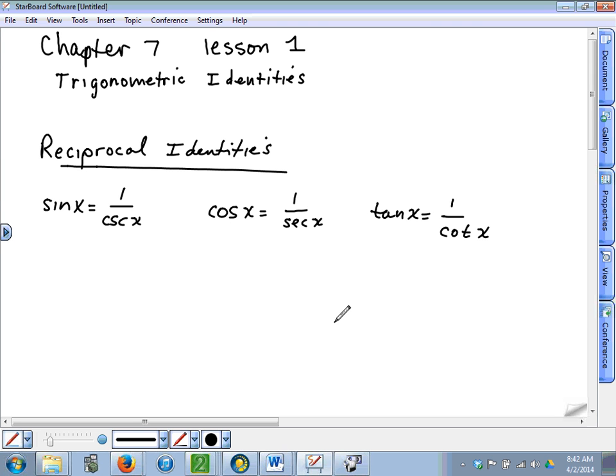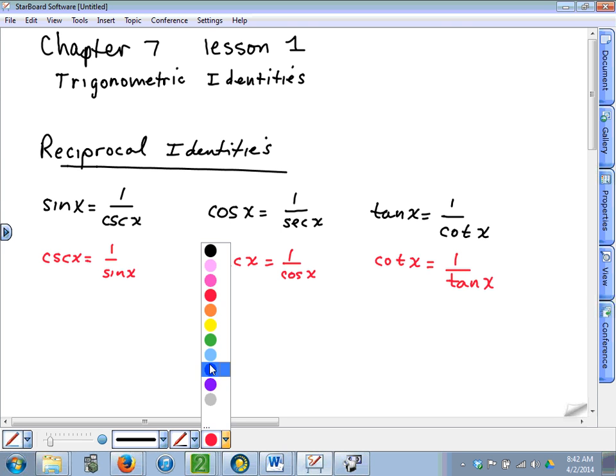And I guess we should write these. The opposites of these are also true. If the sine of x is equal to 1 over cosecant, then what is cosecant of x equal to? 1 over the sine of x. Or the secant of x is equal to 1 over the cosine of x. And the cotangent of x is equal to 1 over the tangent. I know I'm writing pretty quick. Sorry.